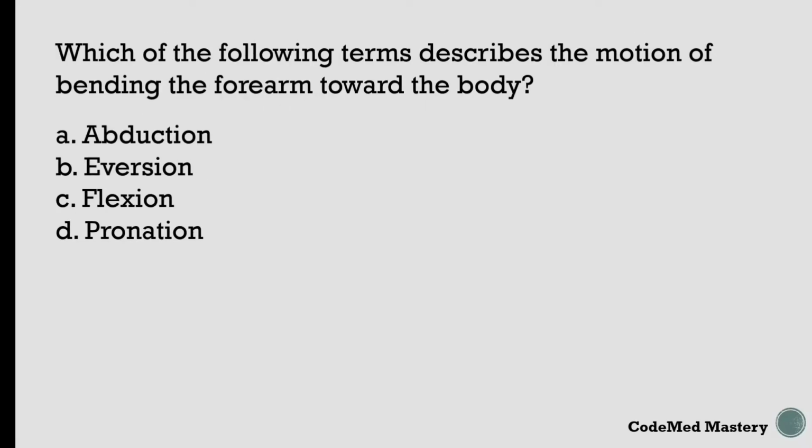Next question. Which of the following terms describes the motion of bending the forearm towards the body? Option A abduction, option B eversion, option C flexion, option D pronation. The right answer is option C flexion.